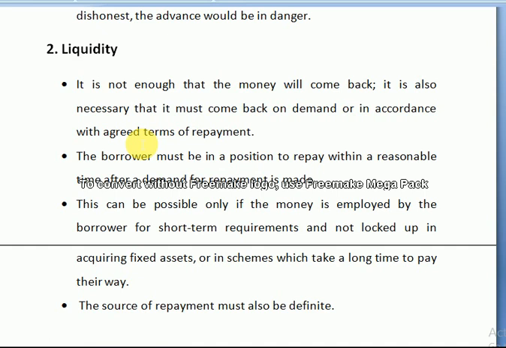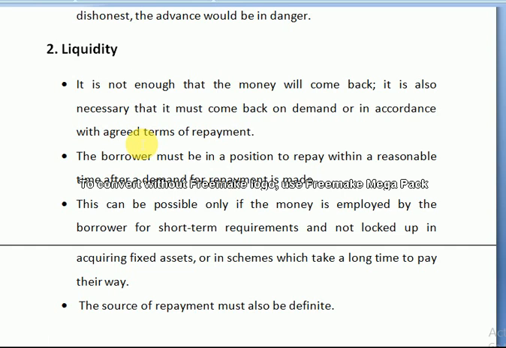It is not enough that the money will come back. It is also necessary that it must come back on demand or in accordance with the agreed terms of repayment. Look at, the money will come, but when, according to the terms and conditions, this is important.